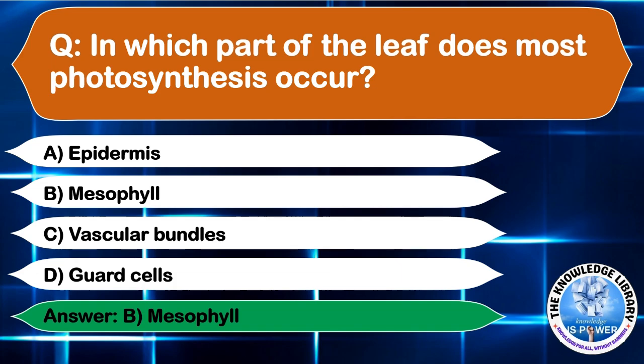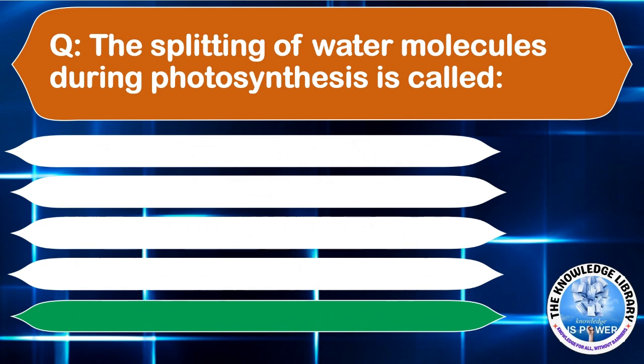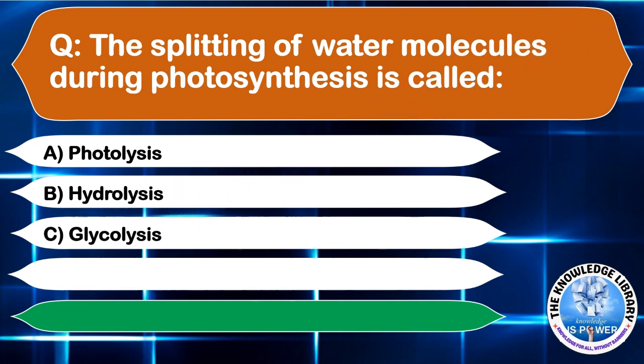Moving to the next question. The splitting of water molecules during photosynthesis is called option A, photolysis. Option B, hydrolysis. Or option C, glycolysis. Or option D, oxidation. The correct answer is option A, photolysis.